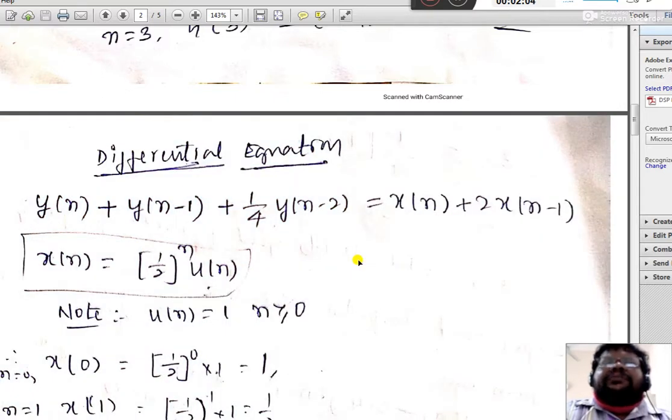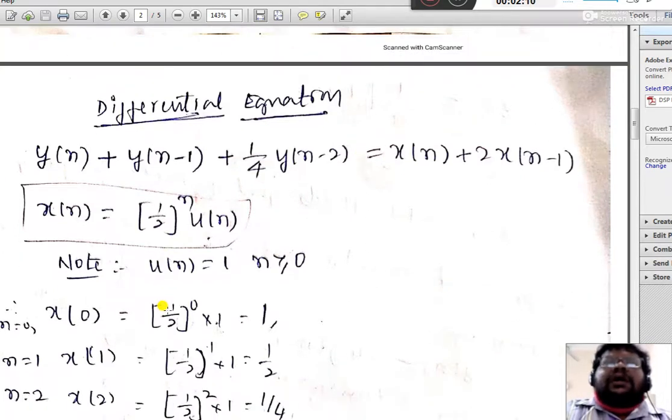In this program, we are supposed to enter the coefficients of y of n, the coefficients of x of n, and the sequence of x of n. And this is the differential equation without any boundary condition. That statement I have not written here. This concept deals with the differential equation without any boundary condition. I am not using any boundary condition.